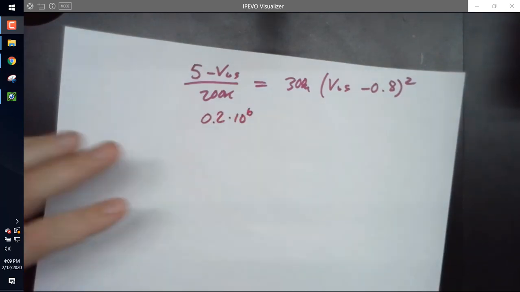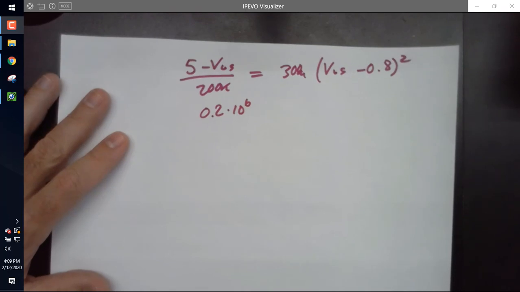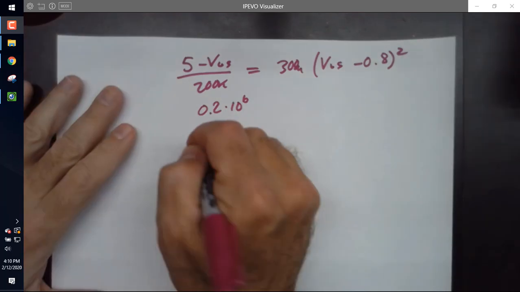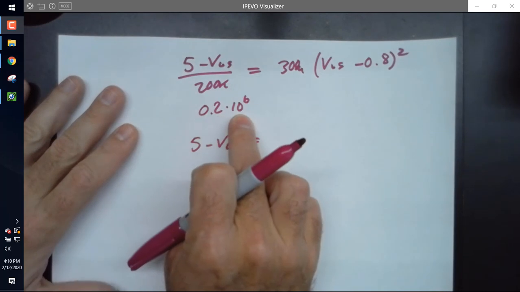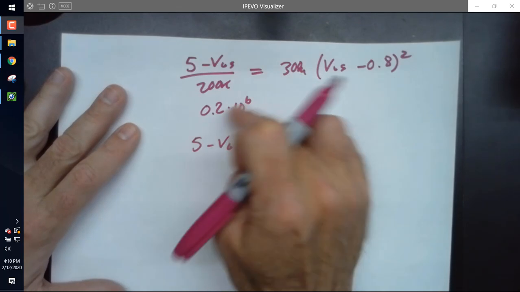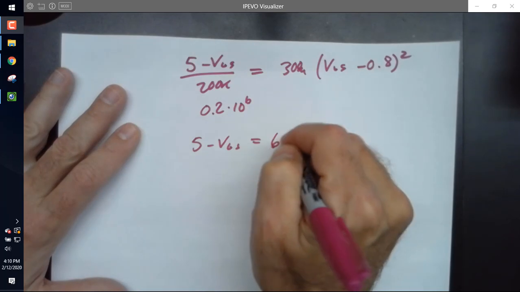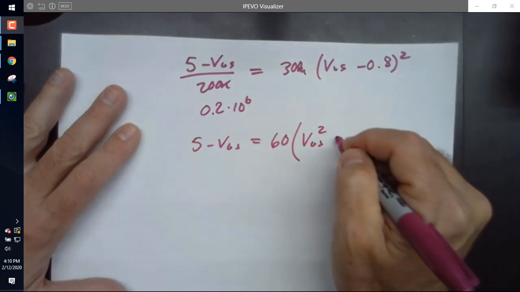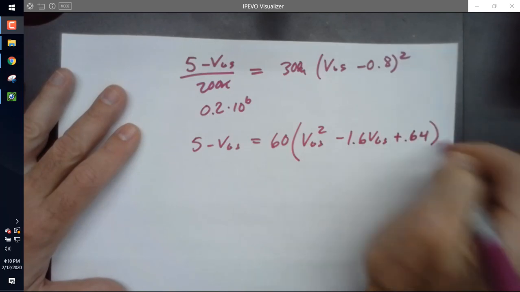Does anybody agree with that? All right, so I get 5 minus VGS equals 0.2 times 10 to the 6th. So what's 10 to the 6th times micro? 1. And what's 0.2 times 300? 60. So 60 times VGS squared minus 1.6 VGS plus 0.64.